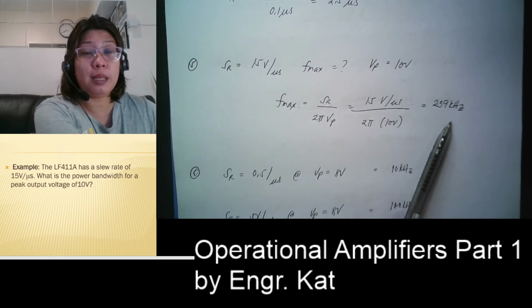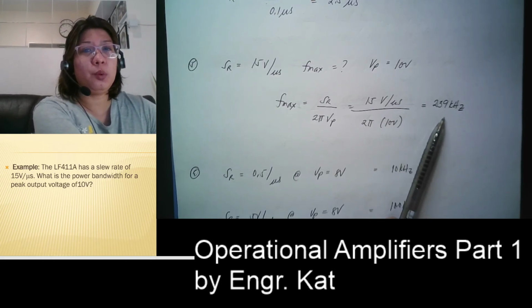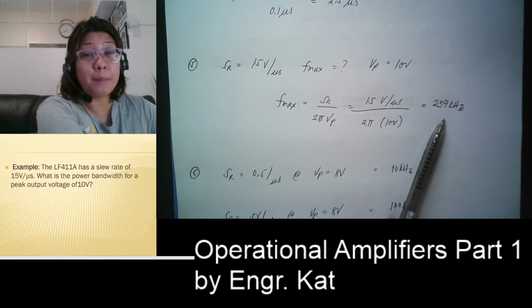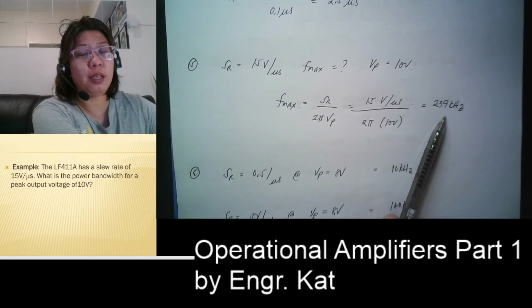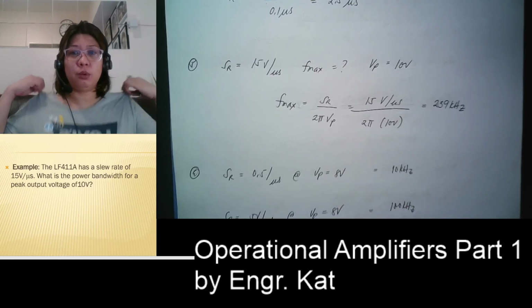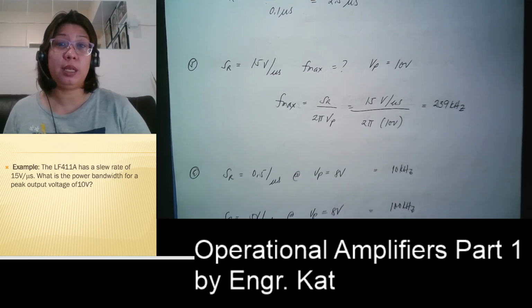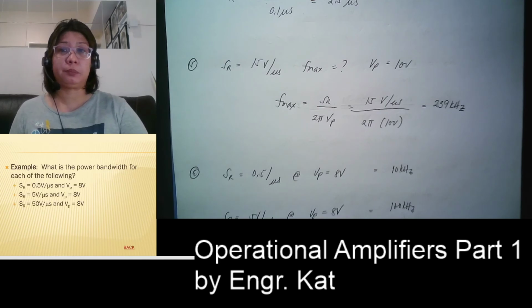So what do we mean by this? That means if you apply a frequency of 250 kilohertz, for example, you can expect slew rate distortion. But up to 239 kilohertz, we won't be encountering slew rate distortion. So that is what is meant by that.